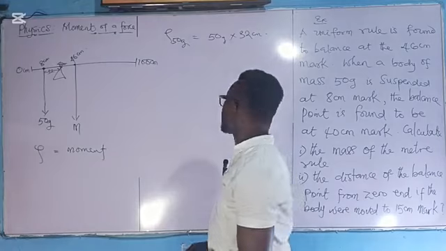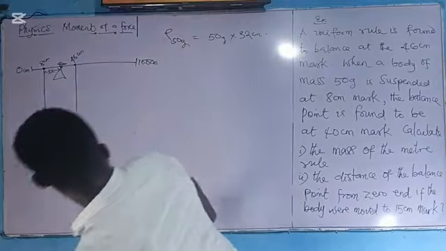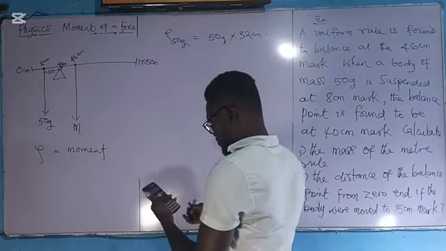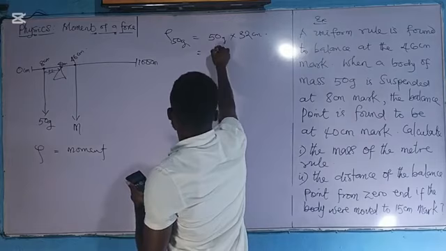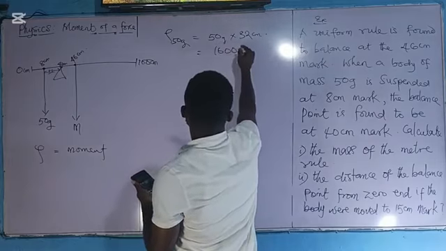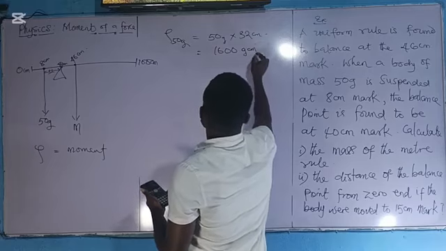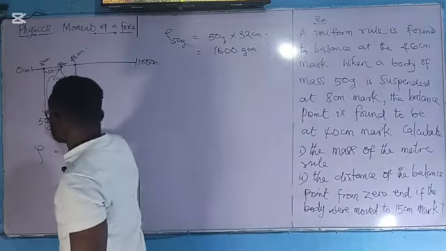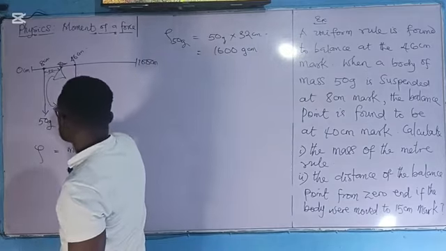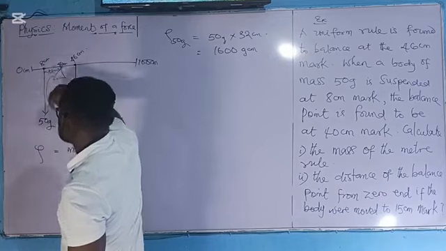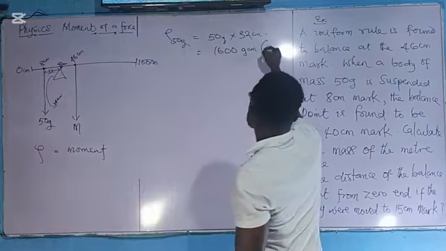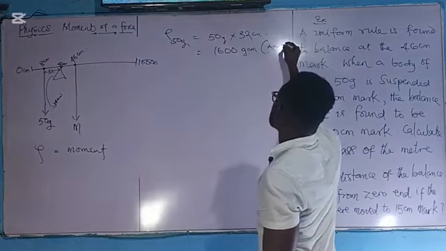So if you multiply this, 50 times 32, it will give 1,600 grams cm, okay? Now check the direction of it. You see the body moving. The rotation of it should now be what? Anti-clockwise. So we have this one as what? Anti-clockwise moment.